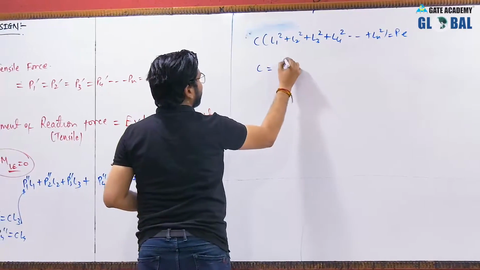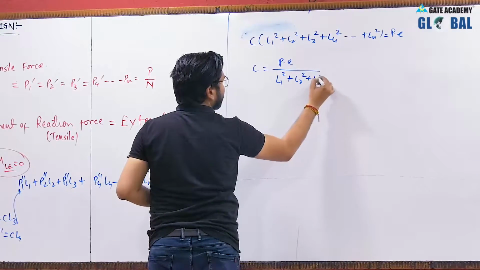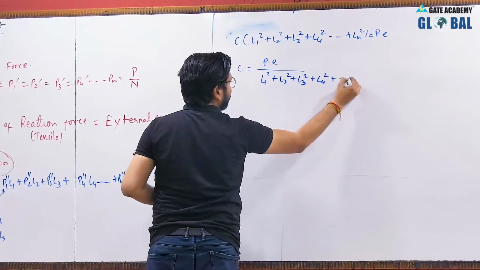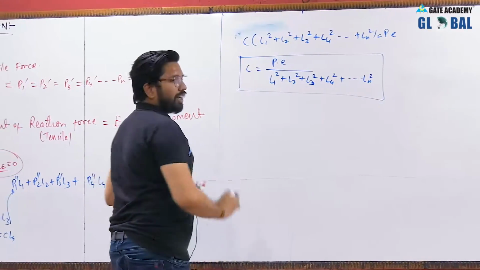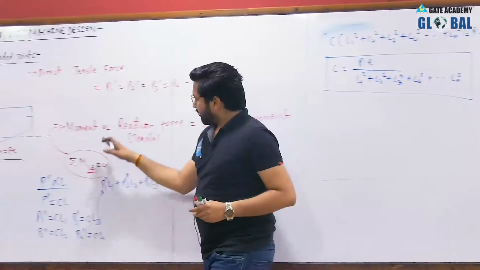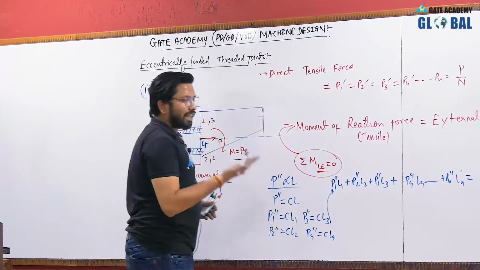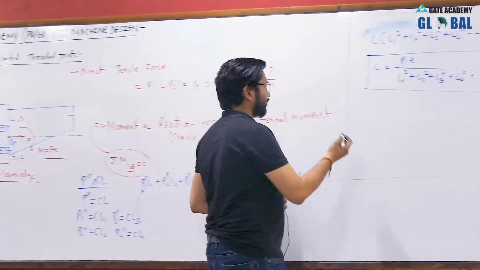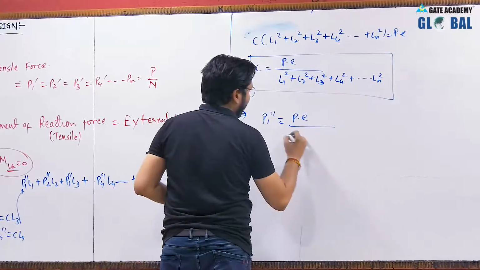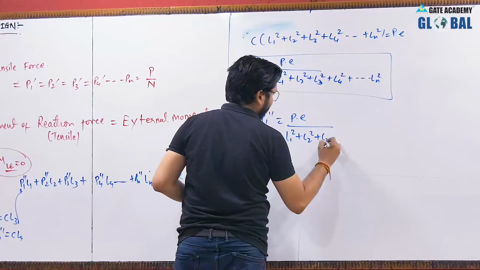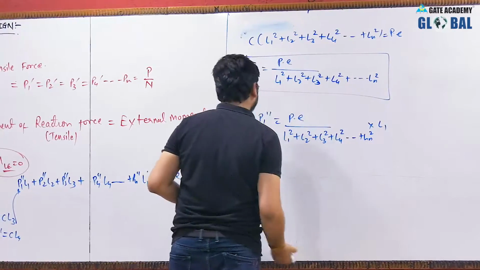So we will be having the value of C as P into E divided by (L1 square plus L2 square plus L3 square plus L4 square plus so on up to Ln square). This is the value of C. So now we can have the value of the tensile force, that can also be called the indirect tensile force or the secondary tensile force, okay. So this is also a tensile force. So P1'' will be equal to P into E divided by (L1 square plus L2 square plus L3 square plus L4 square up to Ln square) multiplied by L1, okay.